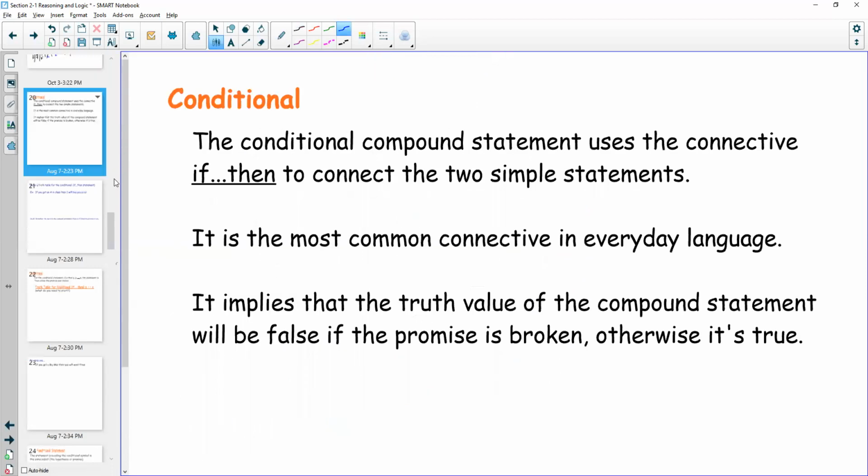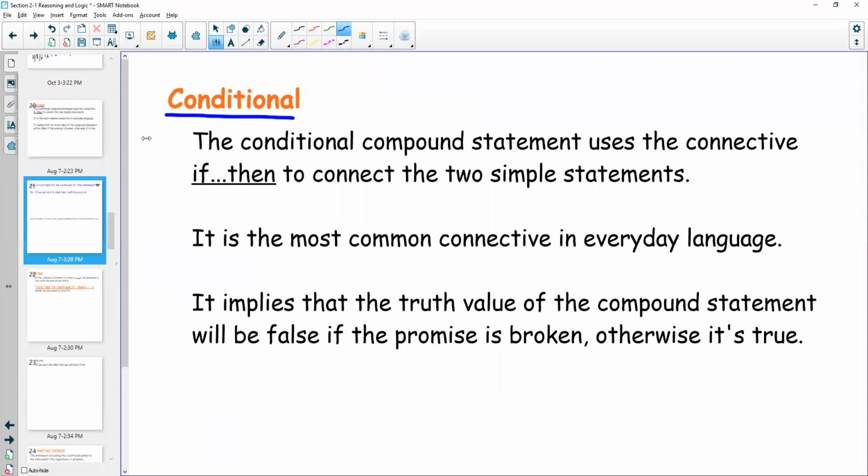Okay? The next kind of statement we're going to talk about is called the conditional. This is a really common language one. It's if then. So we say, well, if you do this, then I'll do that. It's sort of the bartering, right? But the truth of this is the only time it's really false is when you break a promise. So if you think of this as broken promises, it really helps.